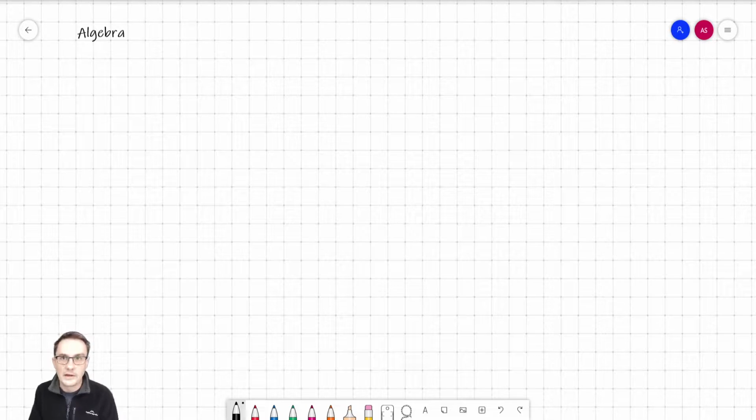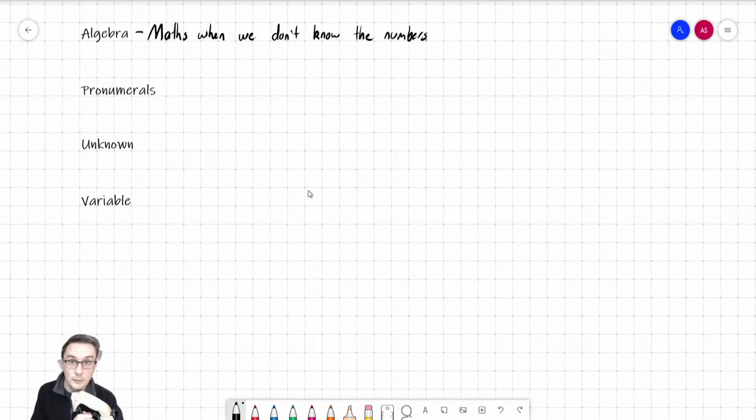And so what we're going to do is introduce a few different other topics which we can use to help us. Now, there's a couple of other terms we need to know the names of before we get started here. The first of these is pronumerals. Pronumerals are simply the letters or symbols that we use in place of numbers. Since we don't know what the number is, we're using a letter in its place.